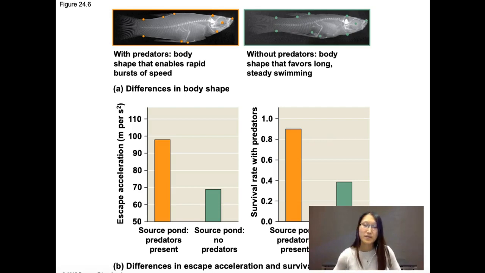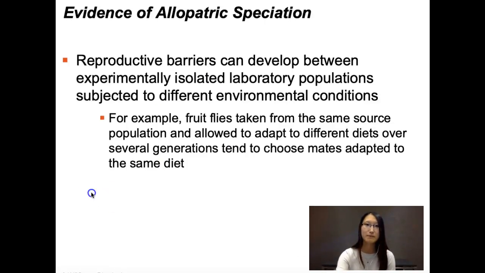So what is the point, right? This one shows you that there's a difference in escape acceleration and survival, but what's the point of us talking about this? This shows you that through allopatric speciation of having a certain environment at one place versus the other place for the two populations, this could help accumulating the changes in phenotypic differences that eventually these two fish from these two populations might become two different species, and in this case, they can become two different species.